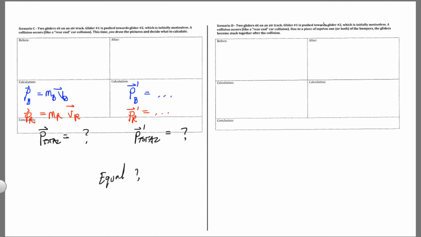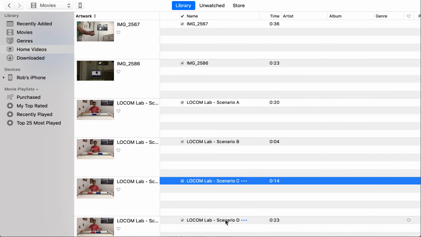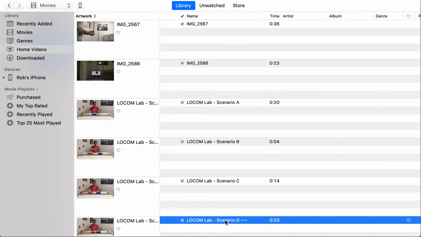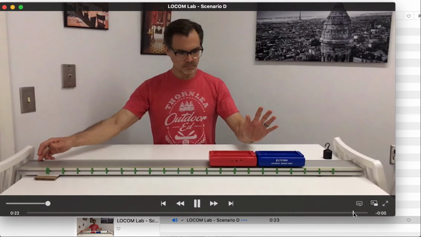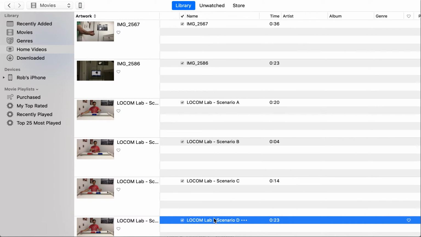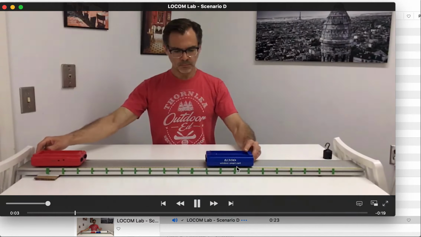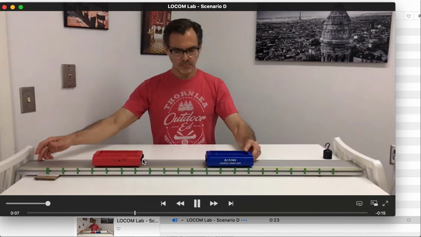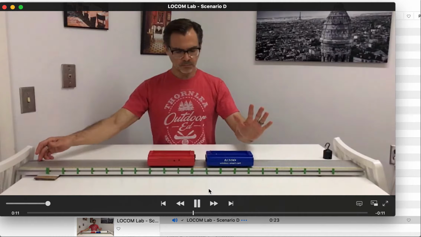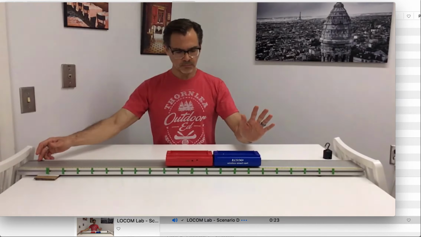and this is a really interesting scenario. I'll show you what it looks like first, and then we'll talk about some applications. So here we go. I already had that one set at the beginning. Blue is at rest, and now I don't have the spring bumper set out here. I have a Velcro bumper, so it's going to stick, as you're going to see in a moment, and then the two objects move together.